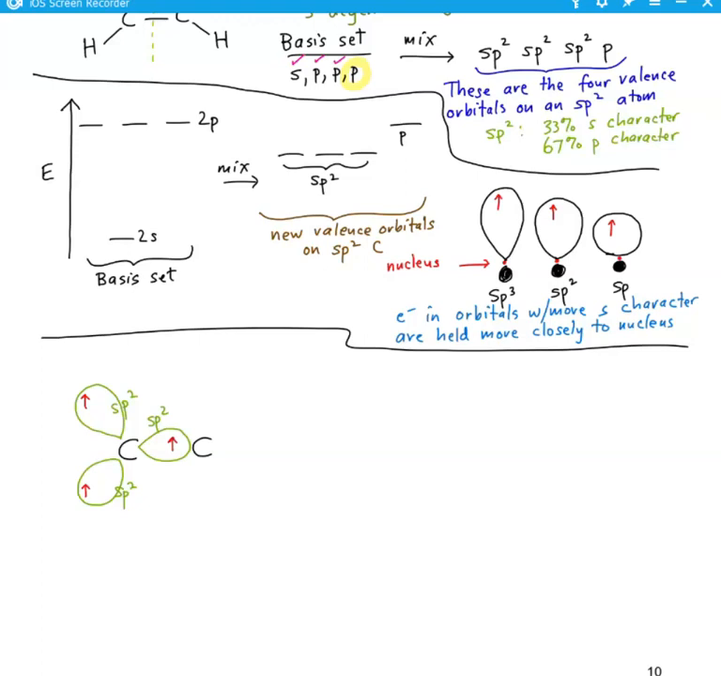And then the other carbon is in a similar situation. It also has 3 sp2 hybrid orbitals in a trigonal planar arrangement. And each of those also has 1 electron. Okay, now let's bring in our hydrogens. So the hydrogen, again, always uses a 1s orbital because it's the 1s orbital that houses the single valence electron of a hydrogen.